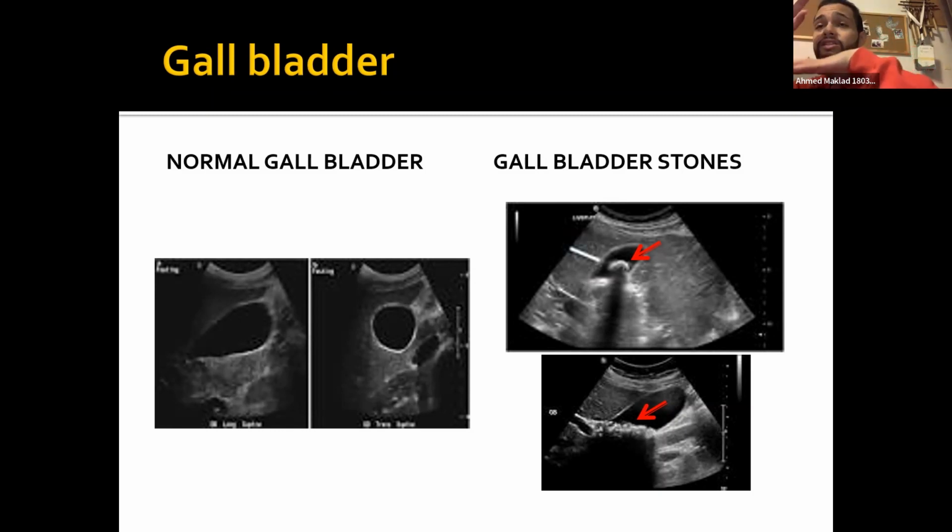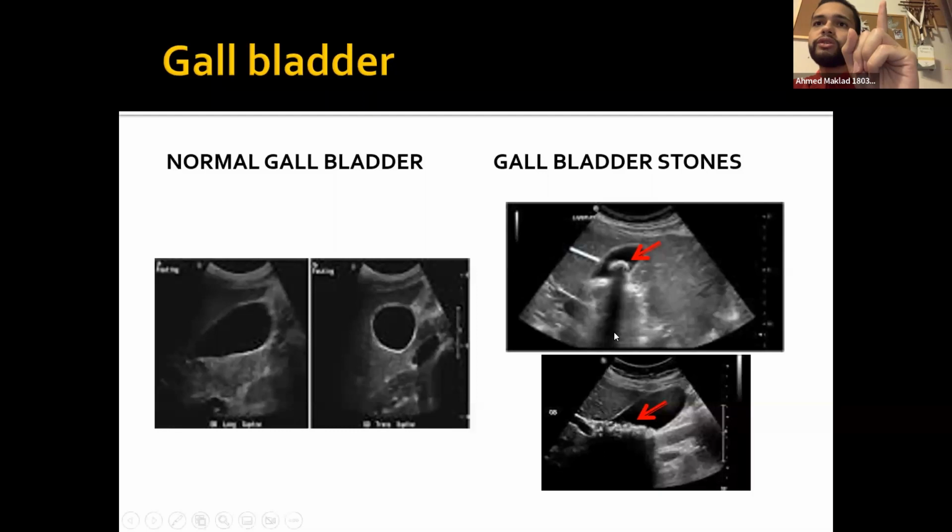Acoustic enhancement means that this is filled with fluid. The fluid made it brighter, so it became enhanced. So this is posterior enhancement. But if it's a solid, if it's a stone, it's not going to allow the wavelengths or the ultrasounds to pass through it. So you're going to get a posterior shadow.